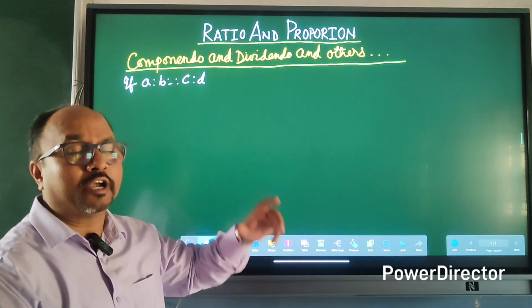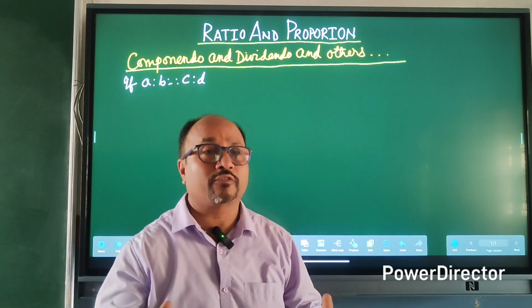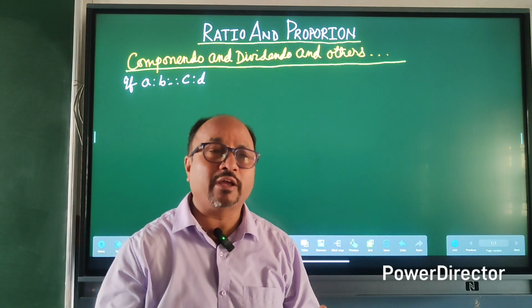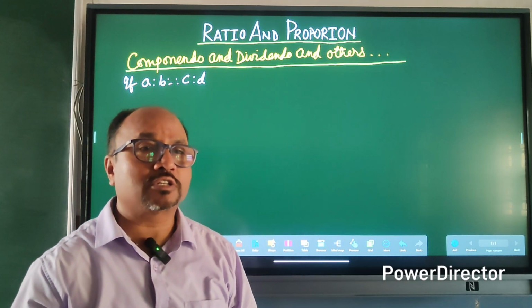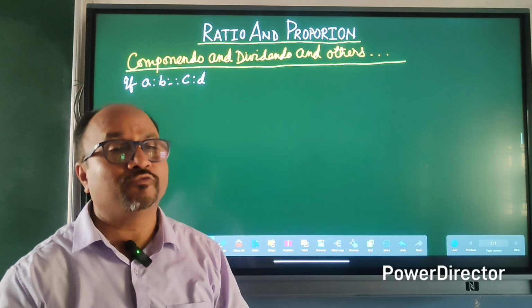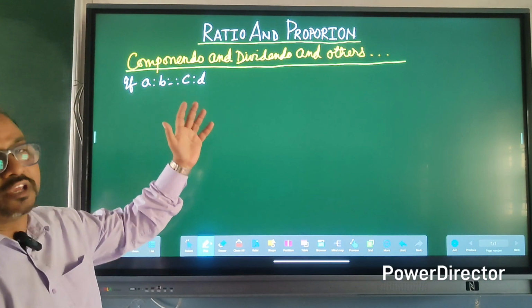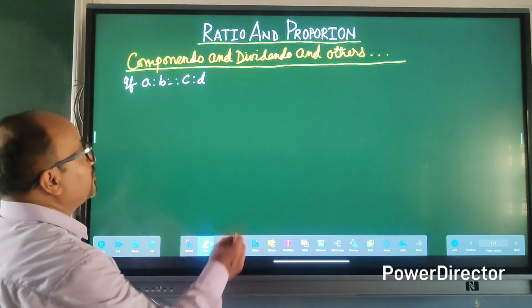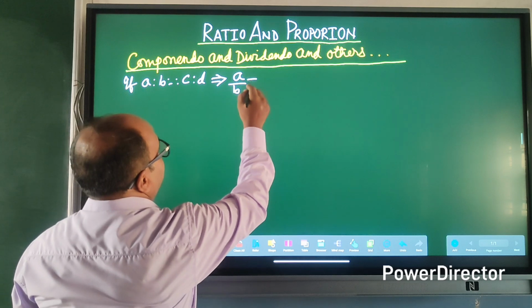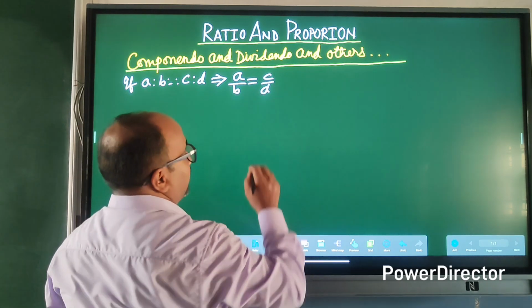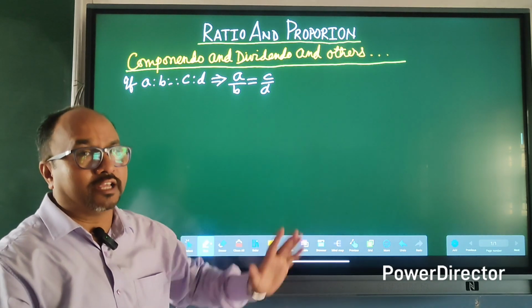Why have I written Componendo and Dividendo? Because these two of them will be used in most of the sums. So we will be seeing one by one all the different terms coming up, and based on those terms what simplification method we follow. So if A is to B is proportional to C is to D, this in division form can be written as A by B equals C by D. All our results will be based on this particular ratio.